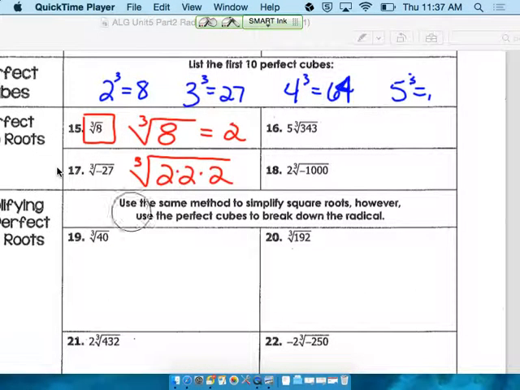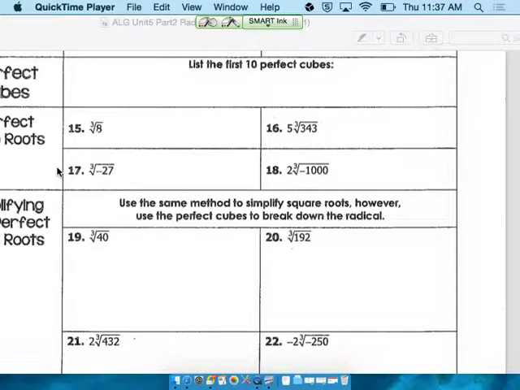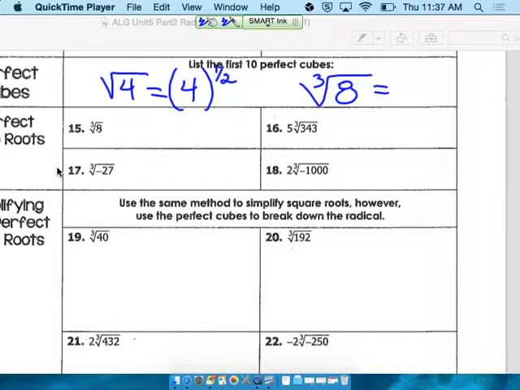And let's go back and equate this for just a minute to the square root. So just like I showed you, the square root is the same thing as taking that radicand and raising it to the fractional power of 1 over 2. A cube root is equivalent to taking the radicand and raising it to the power of 1 over 3.